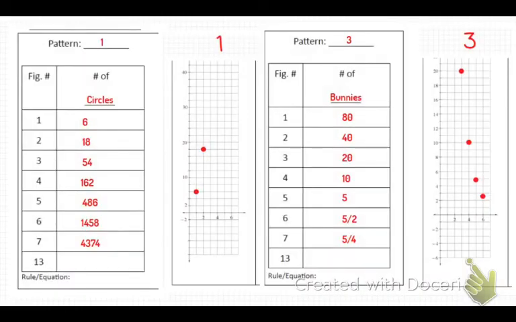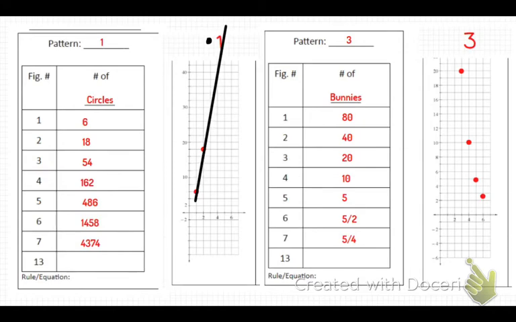Next, I have my patterns 1 and 3. So pattern 1, those numbers get pretty big pretty fast. So I'm actually going to put in another point, somewhere up here. I'm going to say that's 54. Do you agree with that? If I tried to draw a line, does that go through all the points?